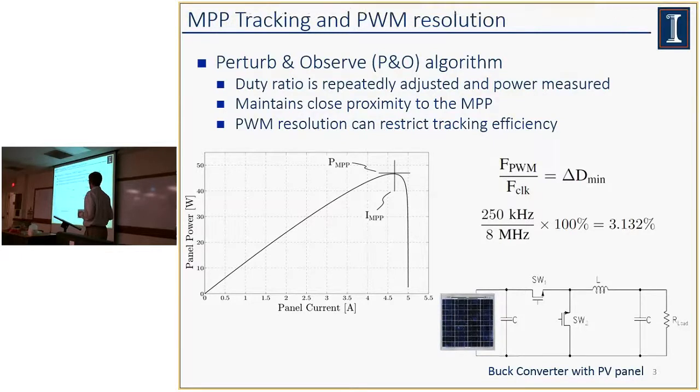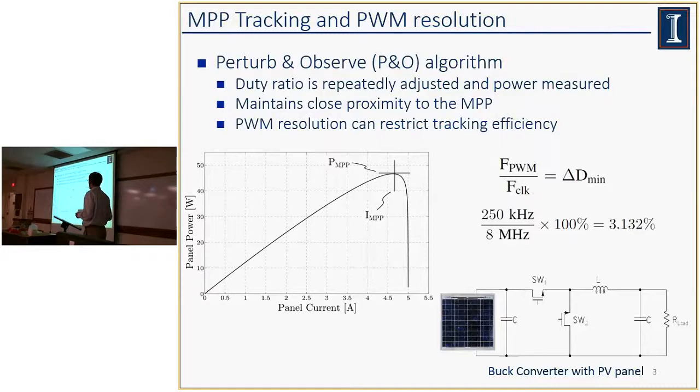And so what we come up with is this relationship whereby if we're switching at a high speed or if the microcontroller is running at a low speed, we have a fairly coarse control resolution on our converter. And what this will cause us to do is to jump back and forth around the maximum power point without being able to nicely focus in on and operate at the maximum power point.